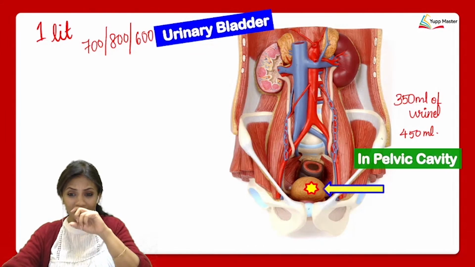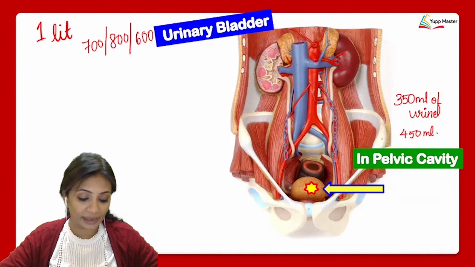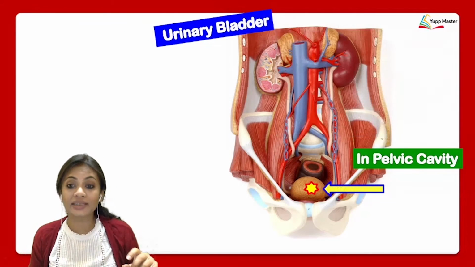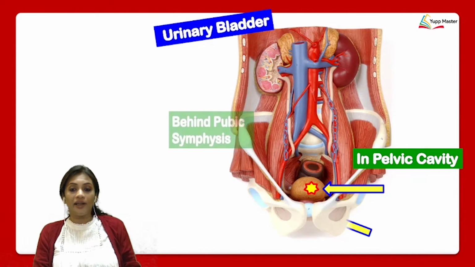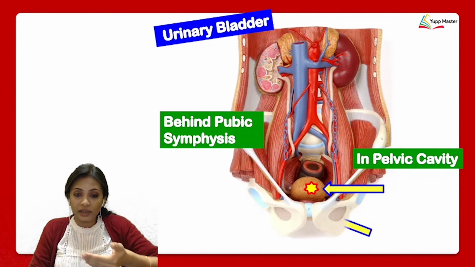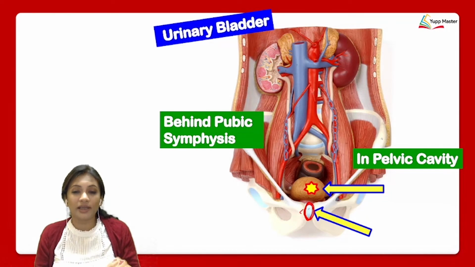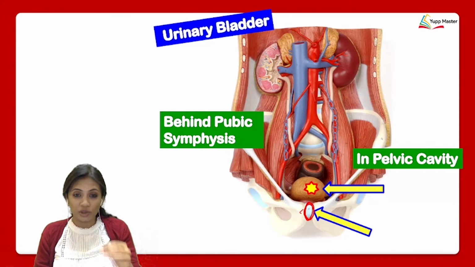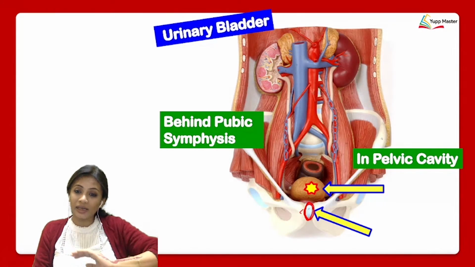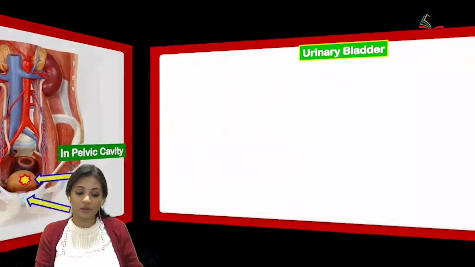All right. Now we see here that this urinary bladder, where is it placed? It's placed in the pelvic cavity, okay? And also it is placed behind the hip bone, and the joint of the hip bone over here is called the pubic symphysis. So the urinary bladder is placed behind this pubic symphysis joint, alright?